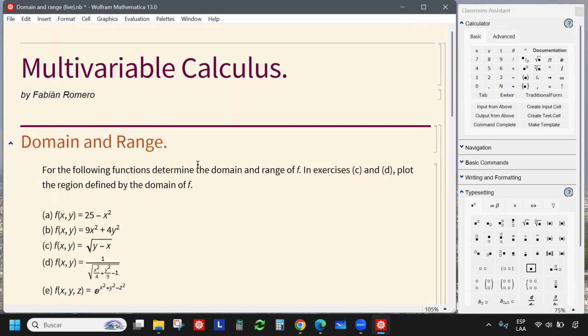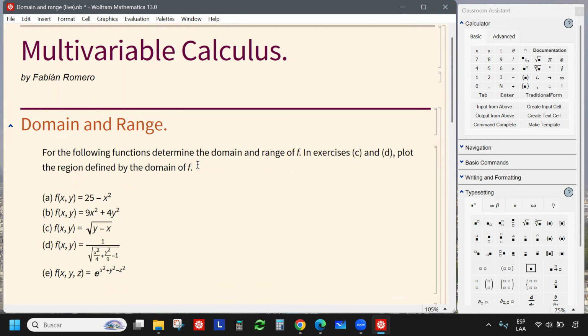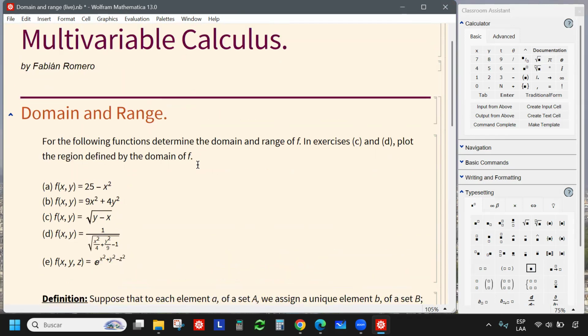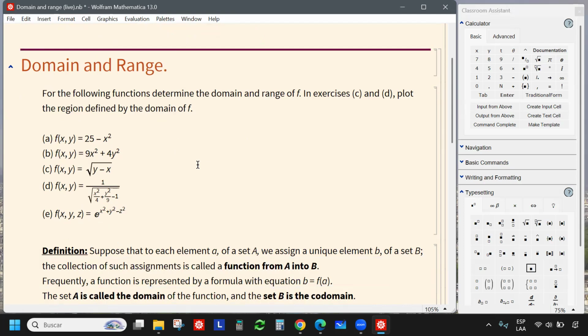Here we have the list of exercises that I have previously written and some definitions we will consider later. For these exercises, determine the domain and range of f. In exercises C and D, plot the region defined by the domain of f.